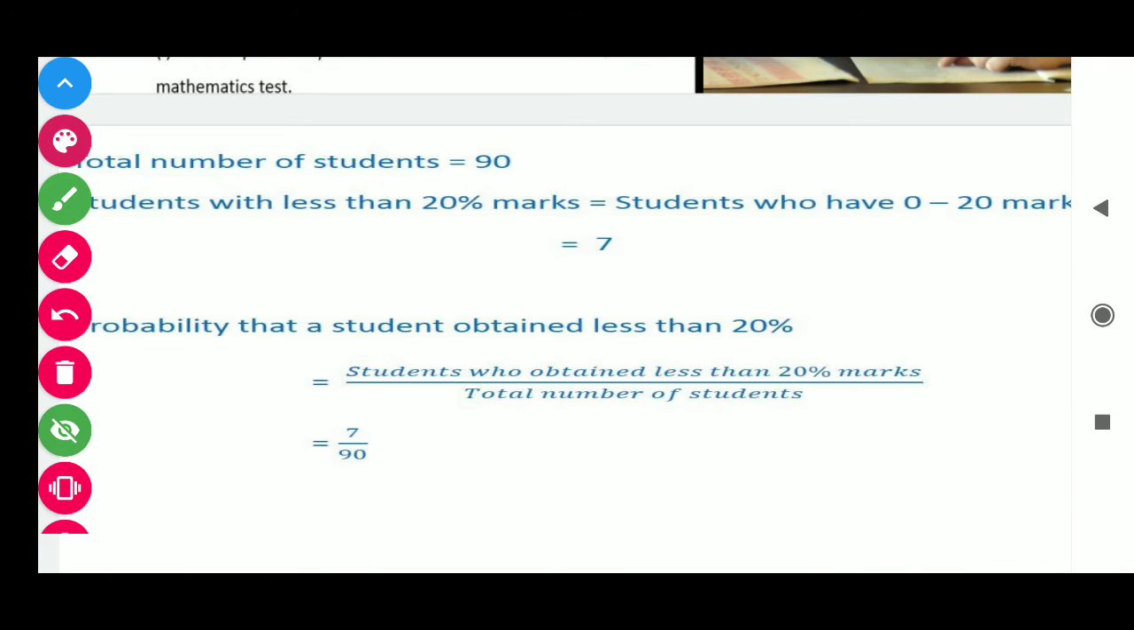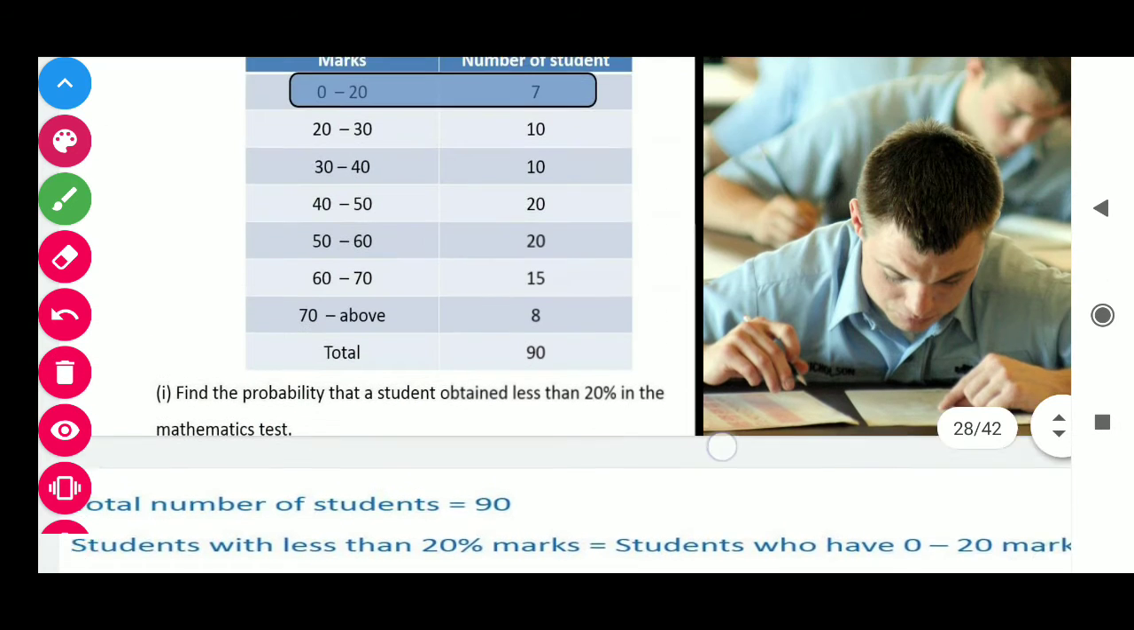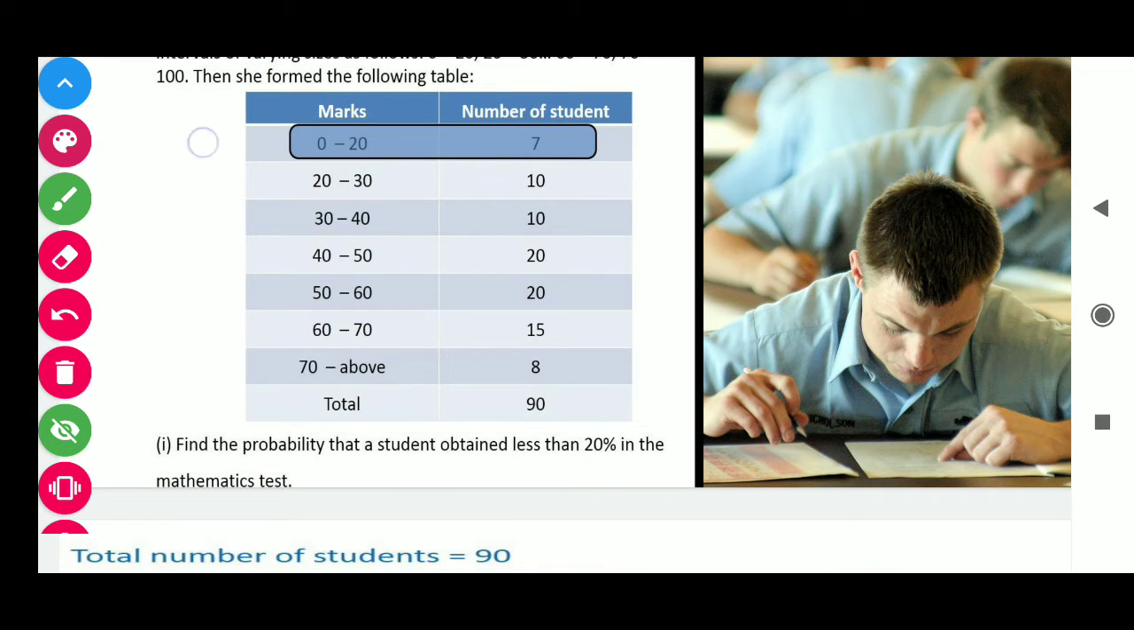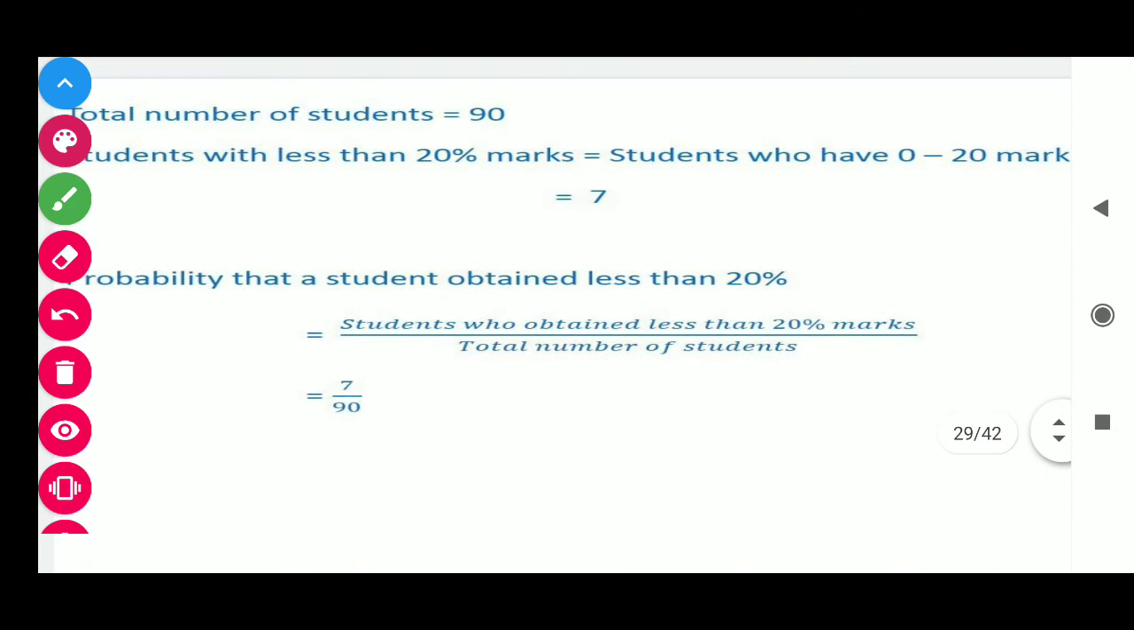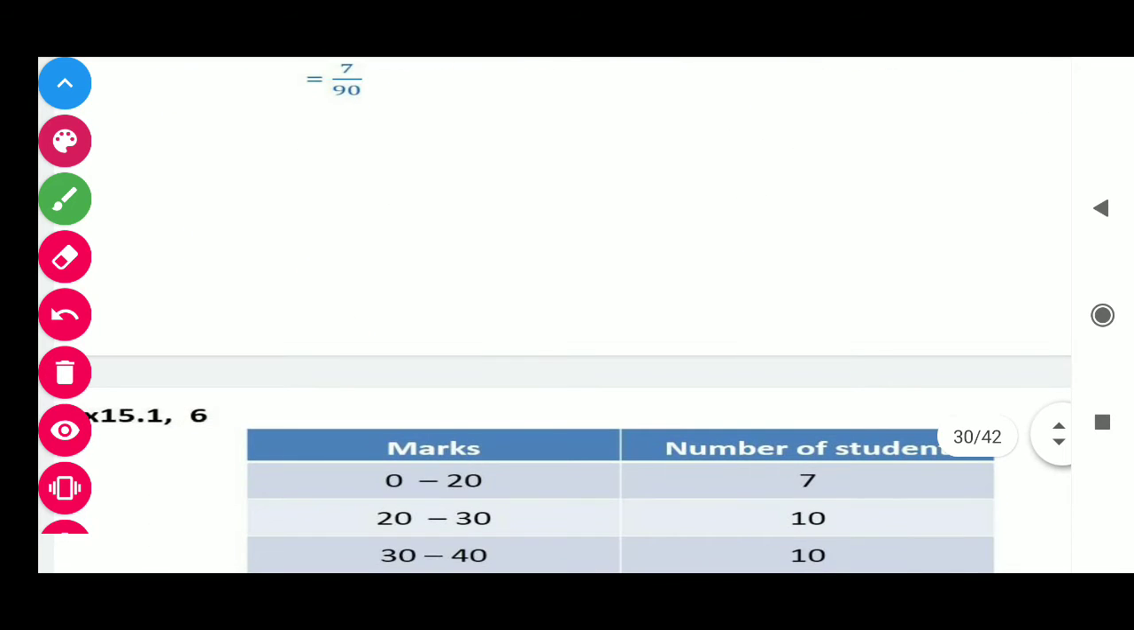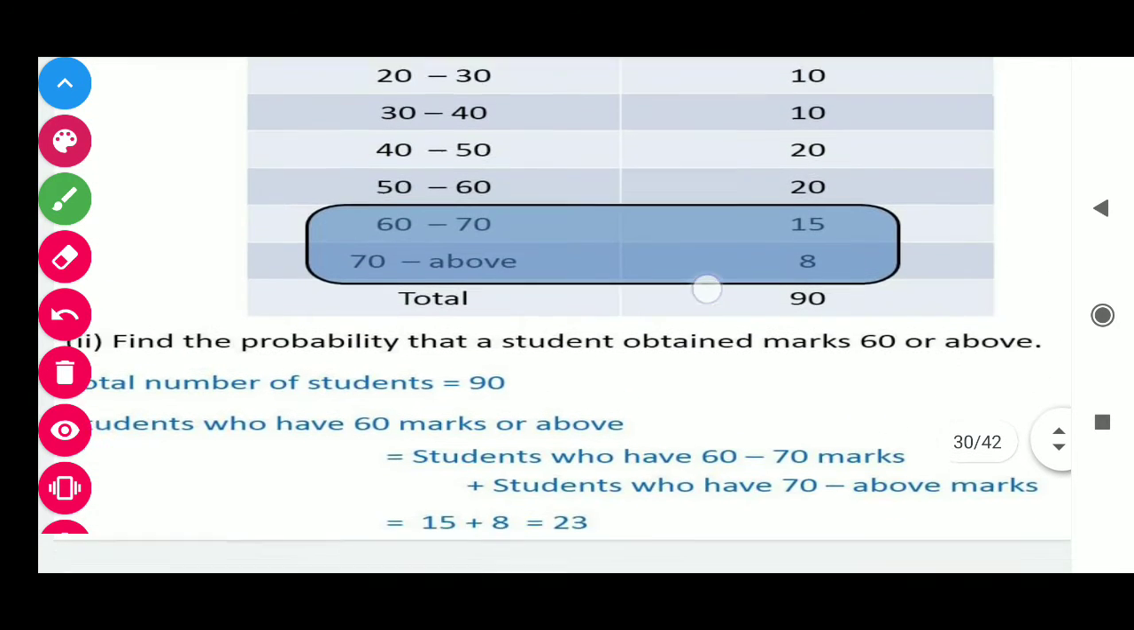Total number of students are 90. Students with less than 20 marks, that means less than 20% marks, are the students who got 0 to 20 marks. And from the above table, you can observe that those students who got less than 20 marks are 7 in number. So students, in this way, probability that a student obtained less than 20% is 7 over 90. So students, in this way we have completed the first part. Now here is the second part.